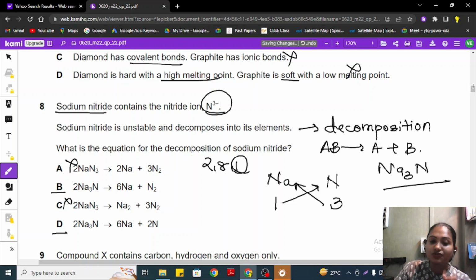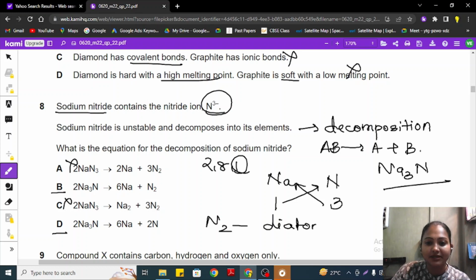But students, please focus. The second product which we are getting is nitrogen gas, and nitrogen in nature exists in a diatomic state. Two atoms of nitrogen are together. For example, like oxygen, like chlorine, like fluorine, bromine, etc.